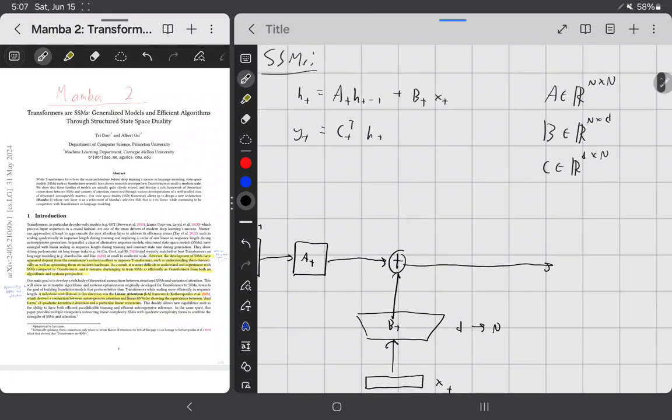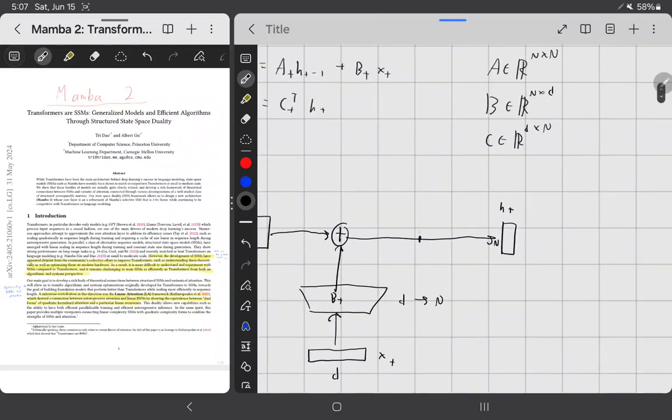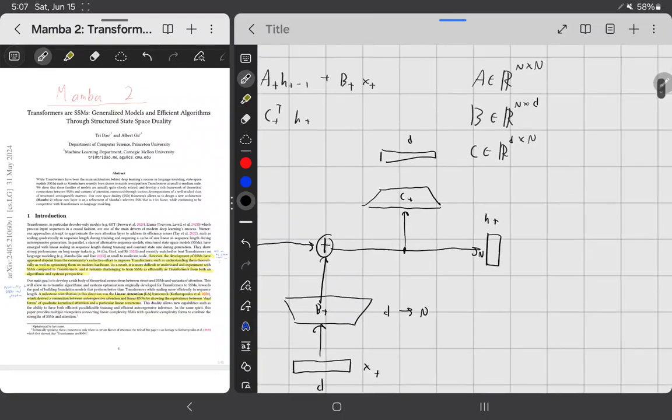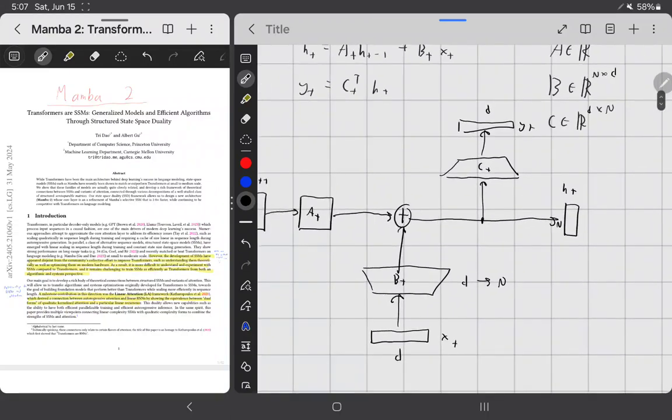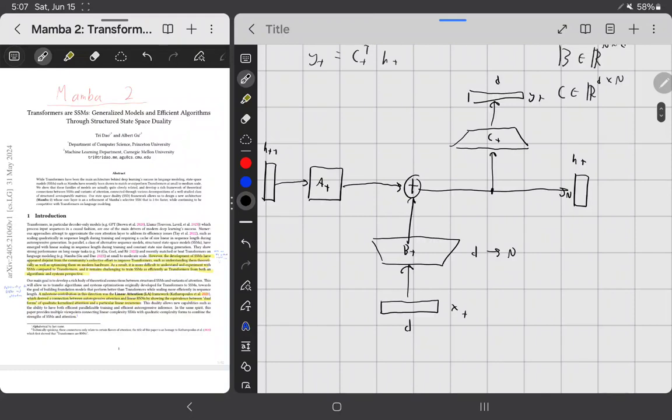So that's just this update rule to the hidden state. This will be h_t, and this will still be of dimension n. And what we can do is observe the hidden state to get our output at that time step. So we send this through C_t, and this gives us our output vector, which will be of dimension d, and this will be y_t. So this is kind of the original SSM formulation. Like I said, I made this a vector instead of a scalar, and also I made this time variant instead of time invariant.